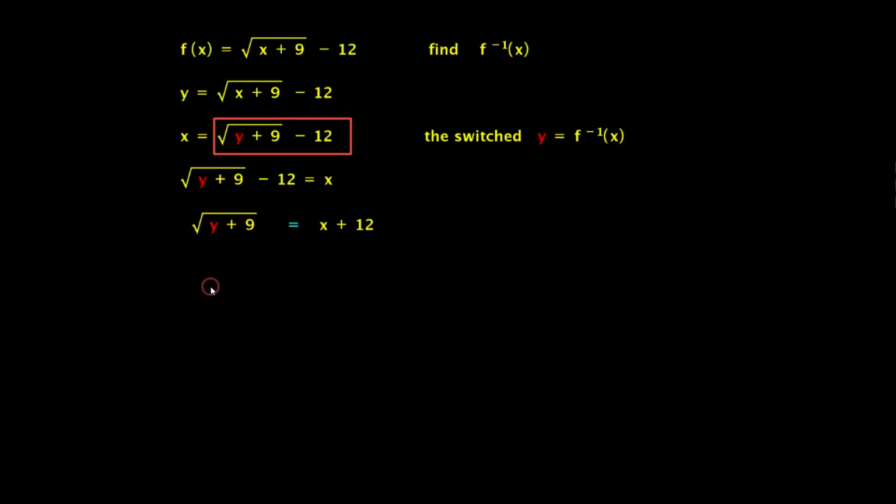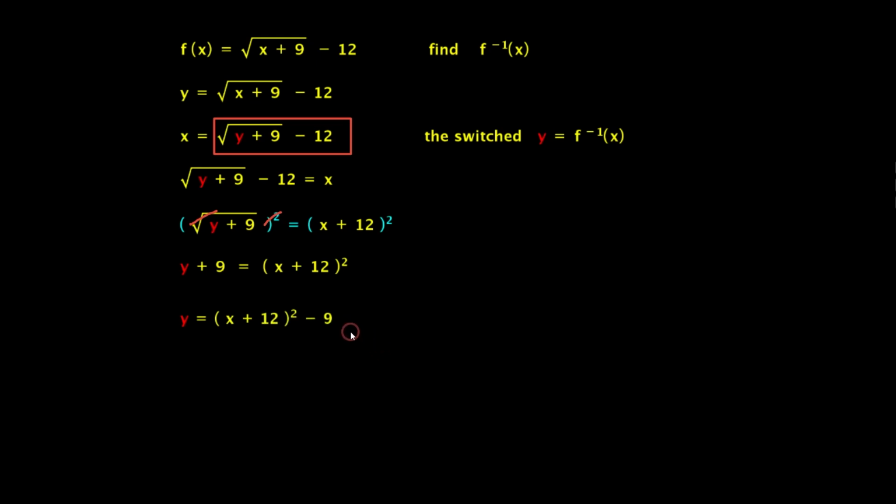To do that, we have to raise all of the left side to a power of 2. And we have to do the same thing on the right side as well. That will cancel this square root on the left side. So the left side is going to be simply y plus 9 equals x plus 12, everything to the power of 2. Move the 9 from left to right, the positive 9 is going to become negative 9.